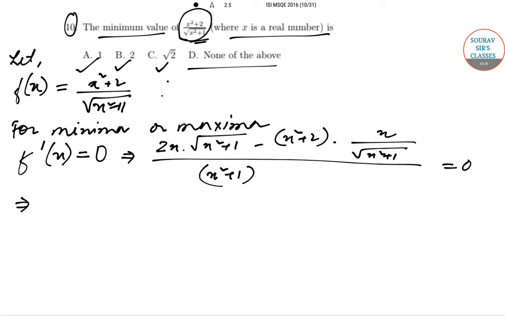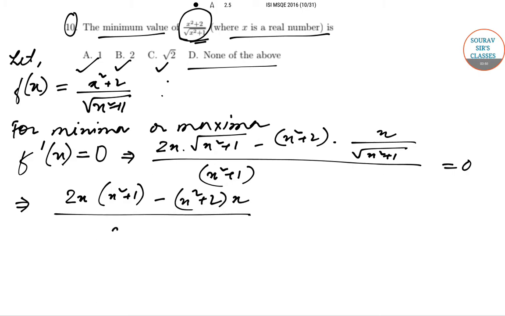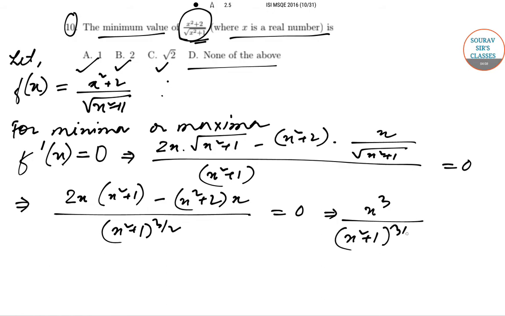So this gives us 2x into x square plus 1 minus x square plus 2 into x, by x square plus 1 to the power 3 by 2. This is equal to 0, and this is equal to x cube upon x square plus 1 to the power 3 by 2, and that is equal to 0. This implies that x is equal to 0.